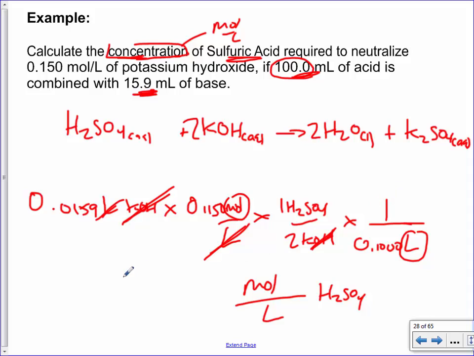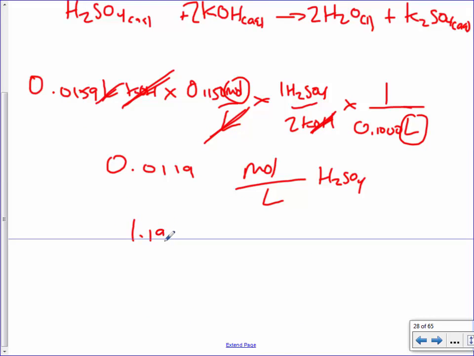I got an answer of 0.0119. It does have a 2.5 afterwards, but I'm just going to go right to 3 sig digs. So you could call this 1.19 times 10 to the minus 2. I'm just going to make it a capital M. You could go moles over liters if you want, but remember capital M is moles over liter.